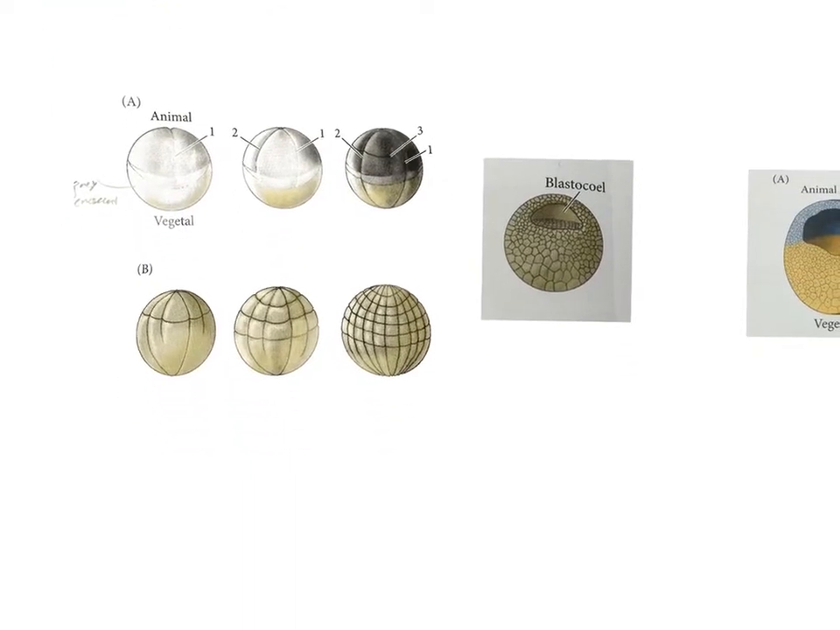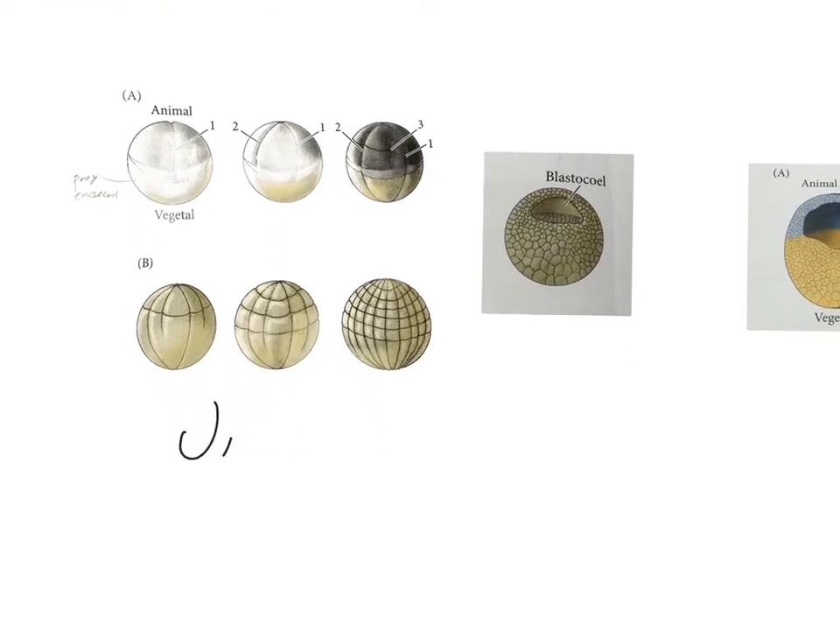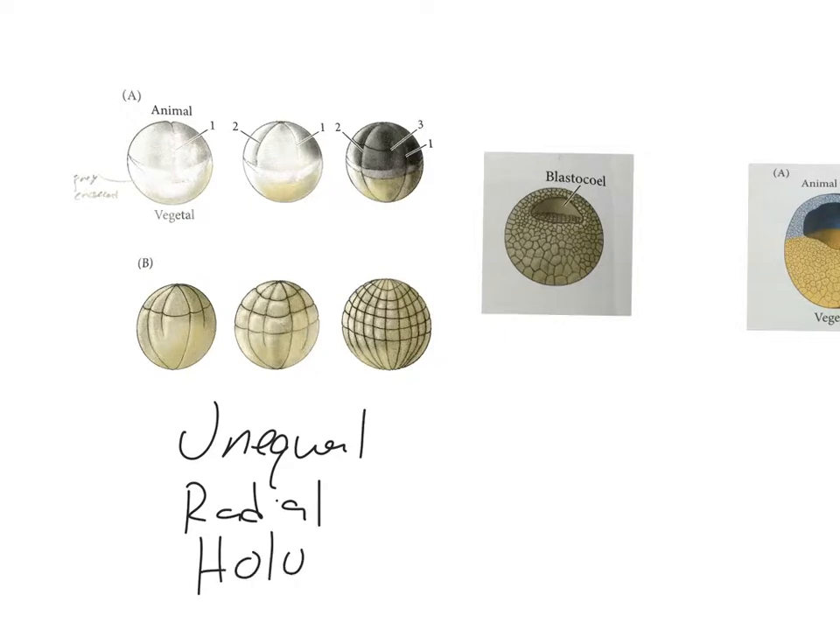In terms of cleavage, the Xenopus undergoes unequal radial holoblastic cleavage. This means that the entire embryo is dividing, but the yolk cells towards the vegetal pole turn out to be larger and fewer in number than the cells towards the animal pole.